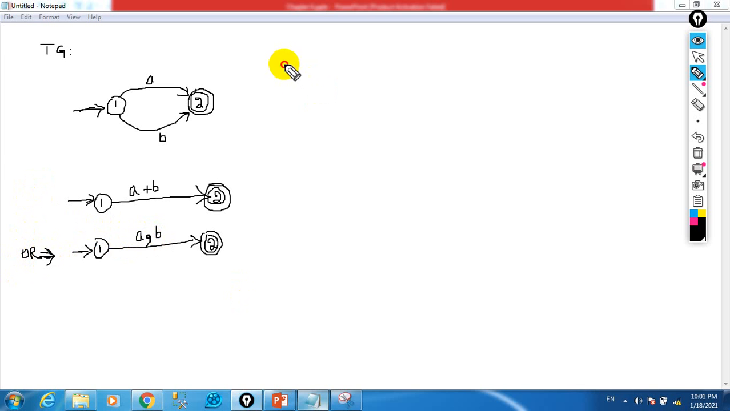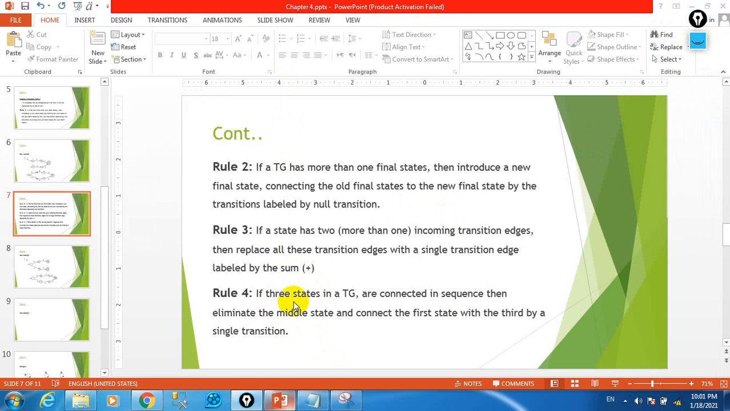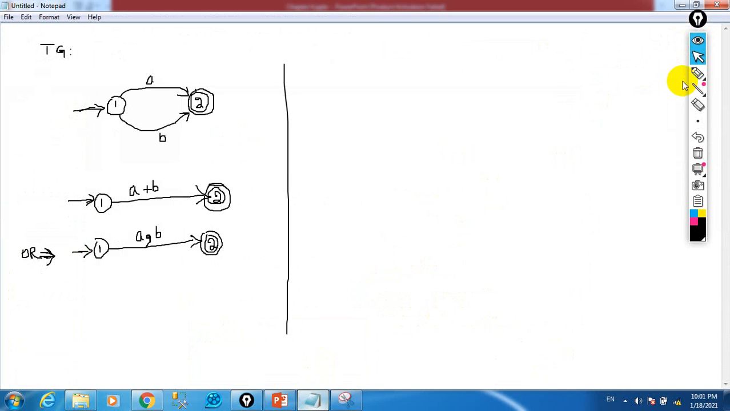What is the fourth rule? Fourth rule is very easy, very simple. The fourth rule tells us if three states in a TG are connected in a sequence, then eliminate the middle state and connect the first state with the third by a single transition. What does it mean? If we have three states, for example the first is the initial state, state 1, then we have state 2 and then state 3.